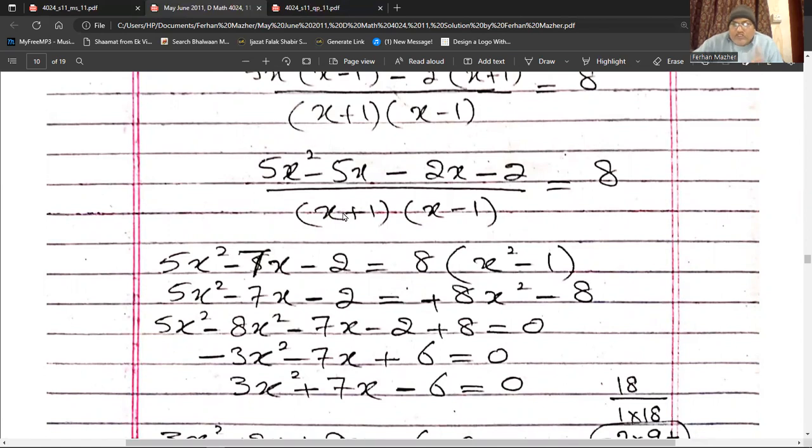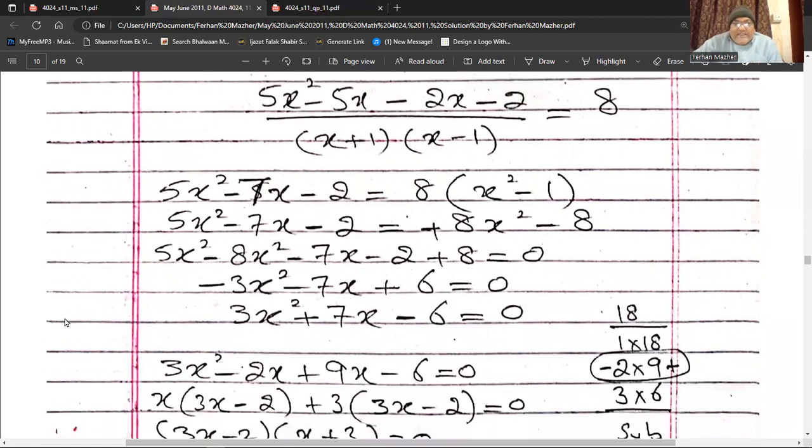into x plus 1 into x minus 1, that is x squared minus 1. So 5x squared minus 7x minus 2 is equal to 8x squared minus 8. So bring them to this side. So 5x squared minus 8x squared minus 7x minus 2 plus 8 equals 0. So minus 3x squared minus 7x plus 6 is equal to 0.